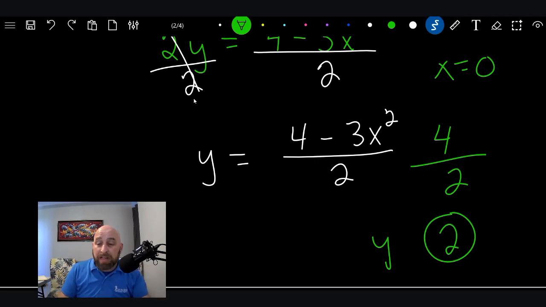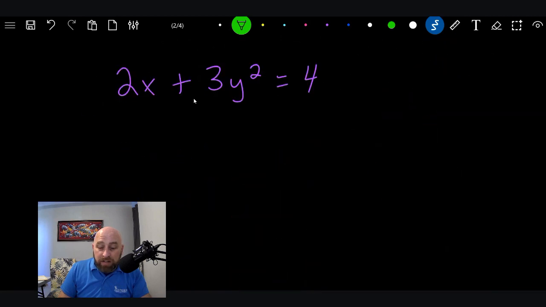So the question, is this a function? Yes, this is a function. Why? Because I'm only getting one answer every time I put in a different input. All right, let's look at this one.